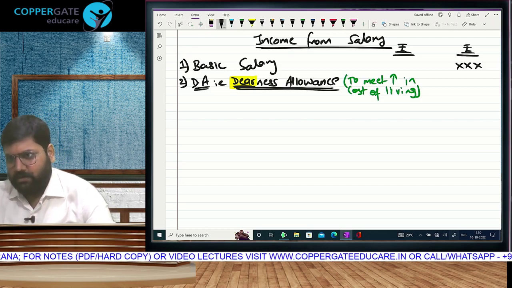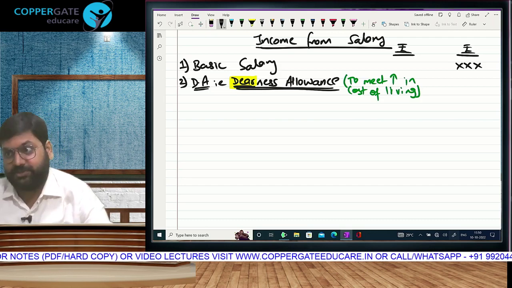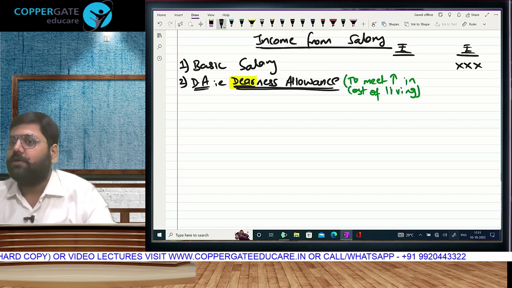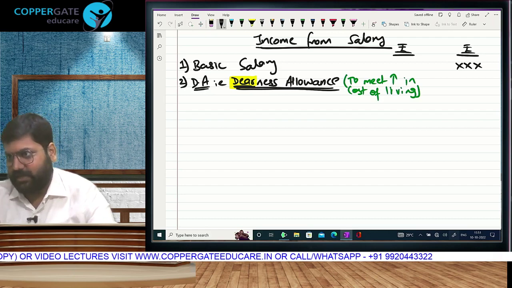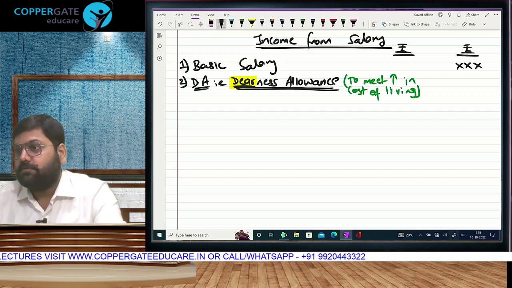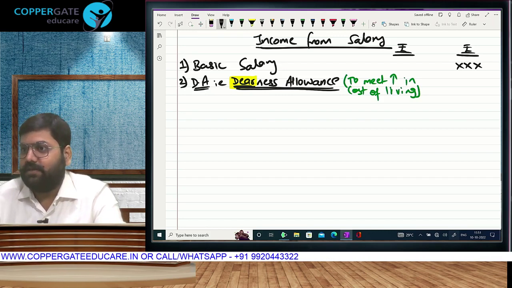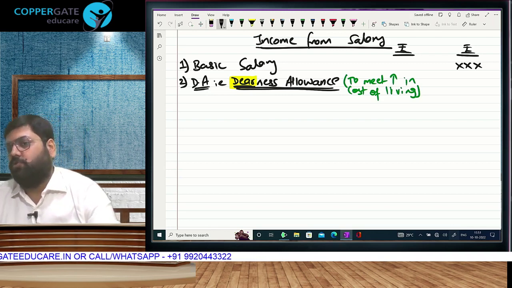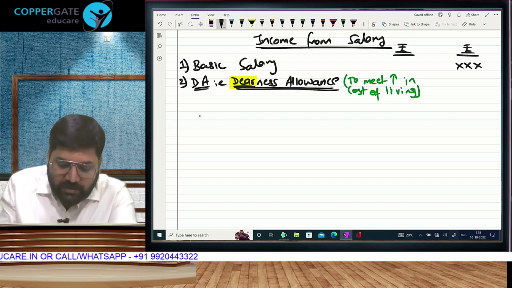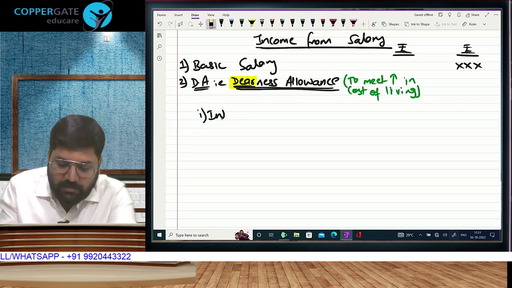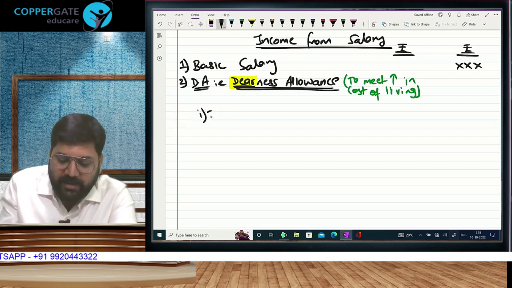आप समझा क्या? So your boss will give you something extra over and above salary to meet increase in cost of living. That is called dearness allowance. Meaning is clear? Chalo. This dearness allowance is of two types. First, there is something called dearness allowance in terms, very popularly known as DA in terms.